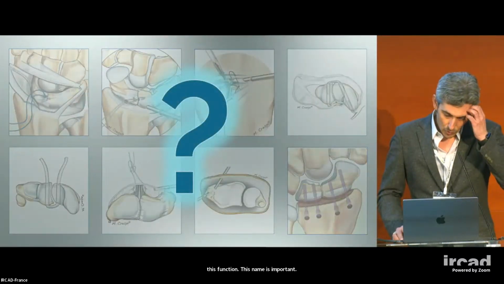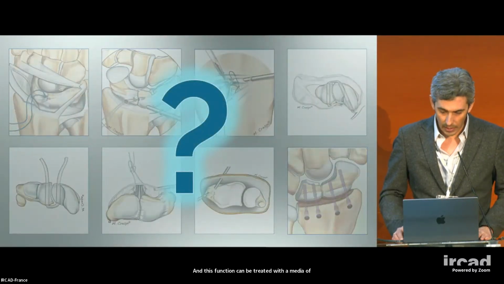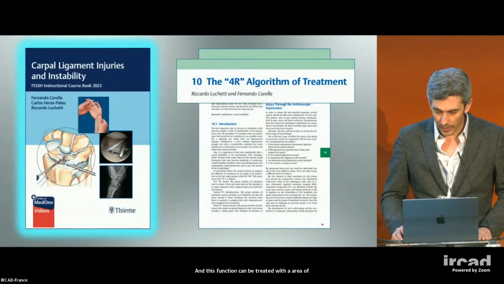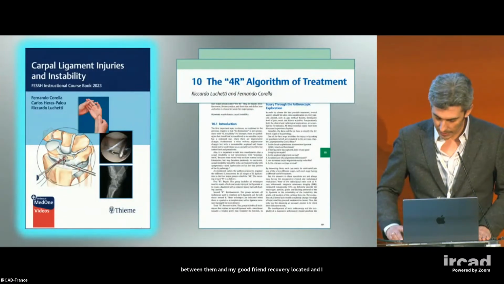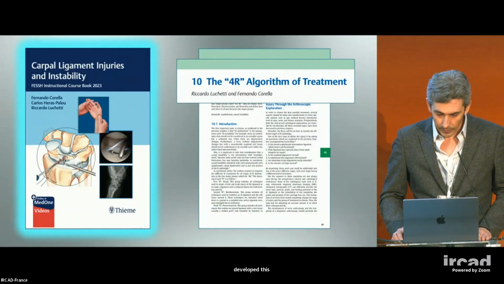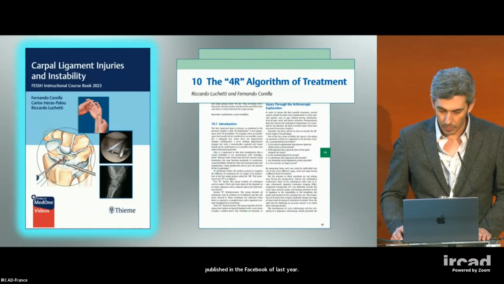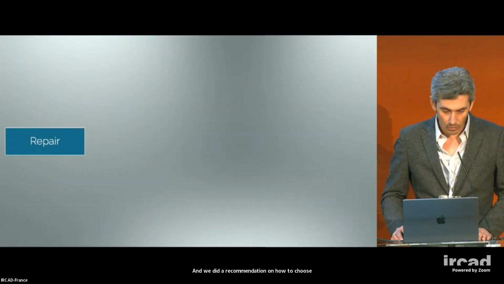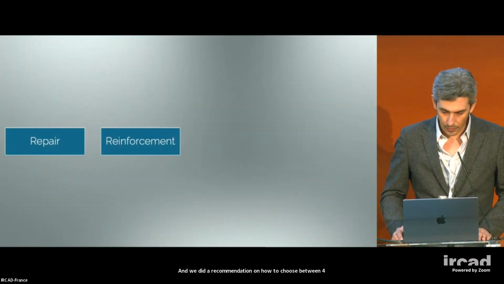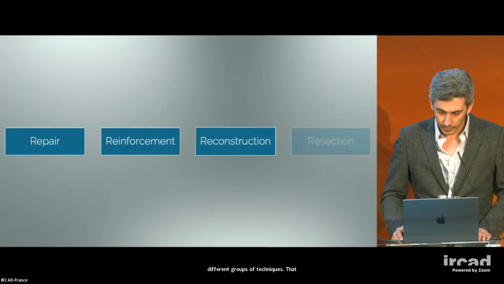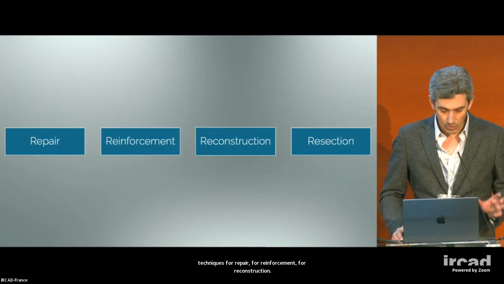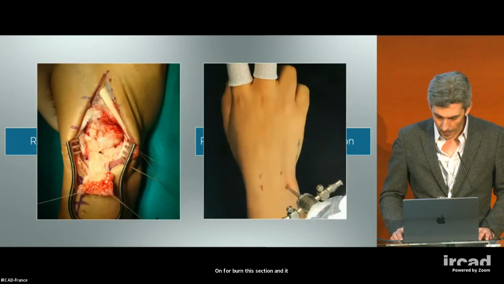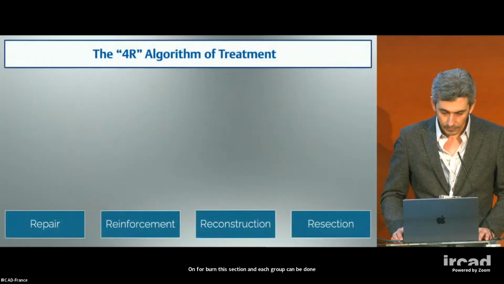So in an attempt to organize how to choose between them, my good friend Ricardo Lucchetti and I developed this forearm algorithm treatment that we published last year. And we did a recommendation on how to choose between 4 different groups of techniques that include techniques for repair, for reinforcement, for reconstruction, and for bone resection. And each group can be done arthroscopically or by open surgery.